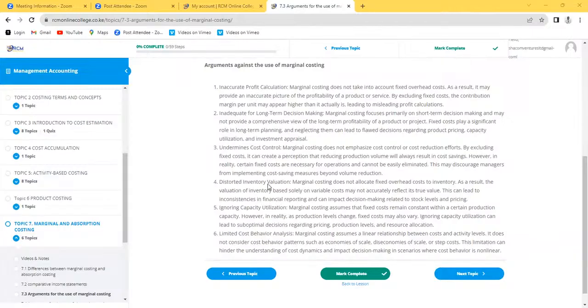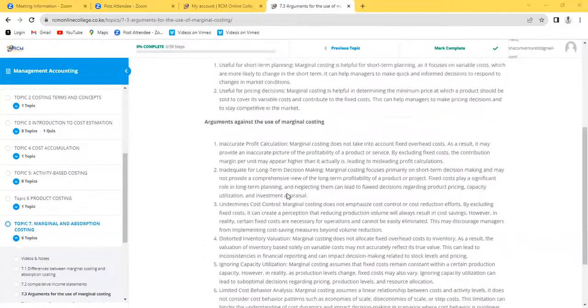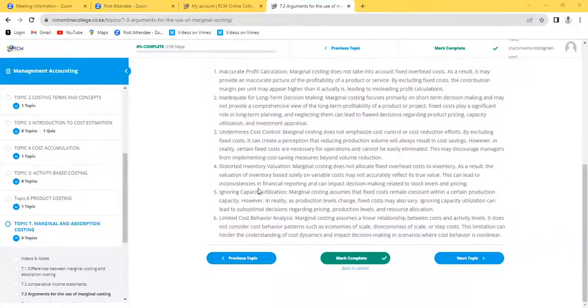Then distorted inventory valuation, which we are going to see after doing an illustration. Ignoring capacity utilization. It does not consider whether the company has excess capacity, which can be used in other activities.